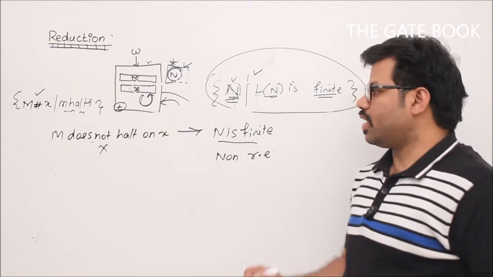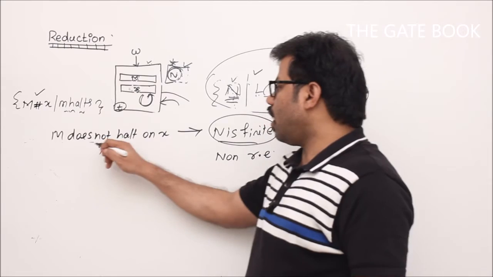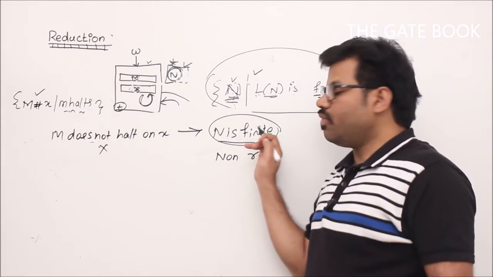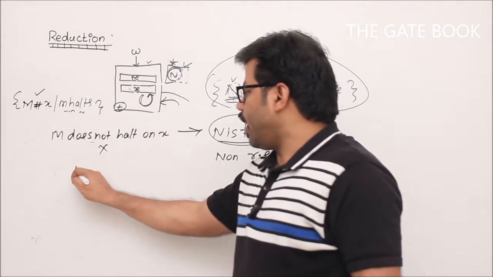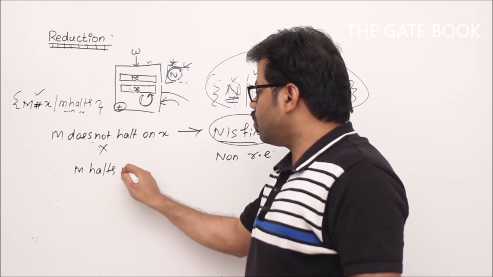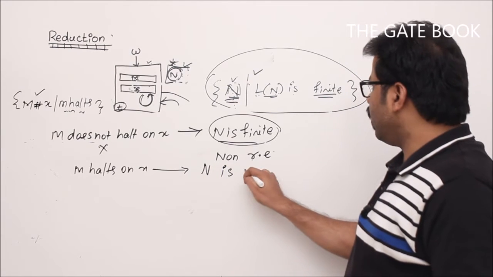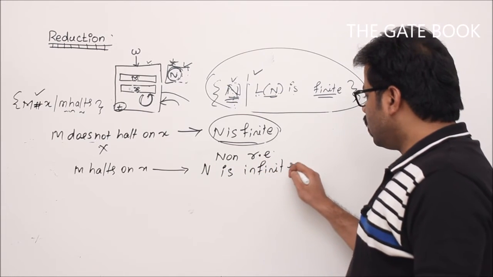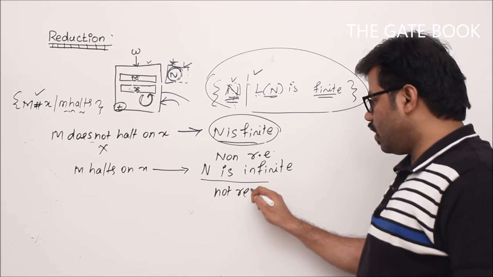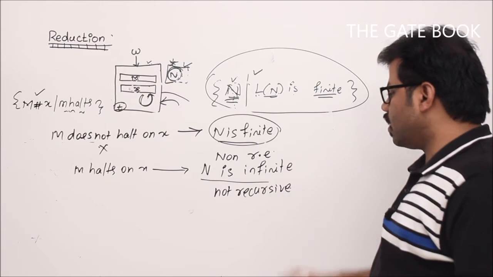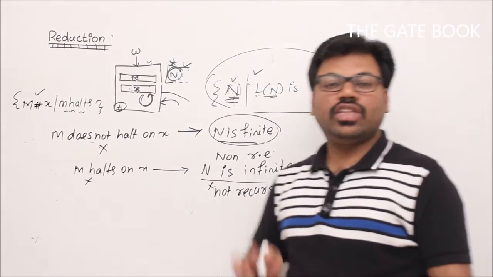In that way, from now onwards, we can easily check whether a language is recursively enumerable or not, correct? Now let me summarize. If M does not halt on x is reduced to your language, then we say that language is not recursively enumerable. If M halts on x is reduced to, what was the problem, n is infinite, correct? Then in this case, definitely I can say that your language is not recursive. I don't know whether it is RE or not, but definitely not recursive, because if this is recursive, then M halts on x also should be recursive, but M halts on x is not recursive. So these two things you remember.